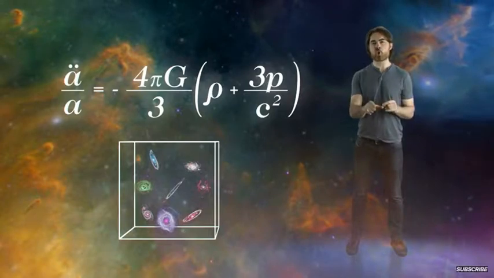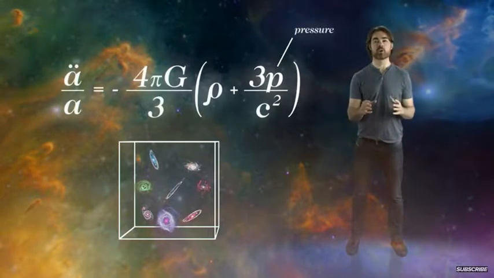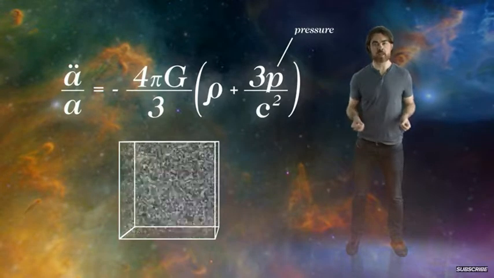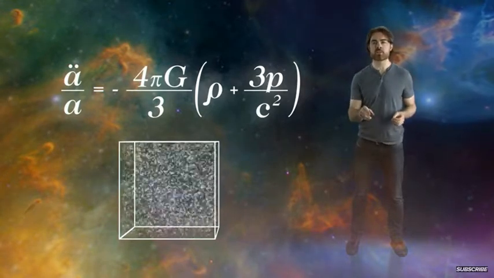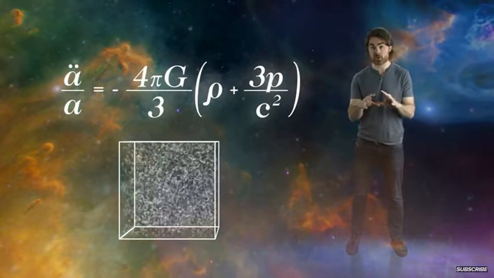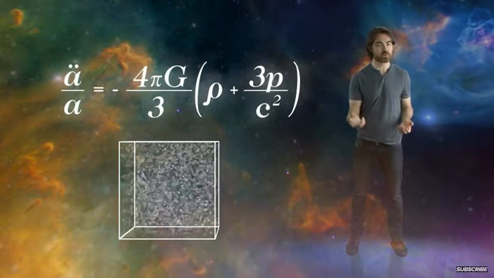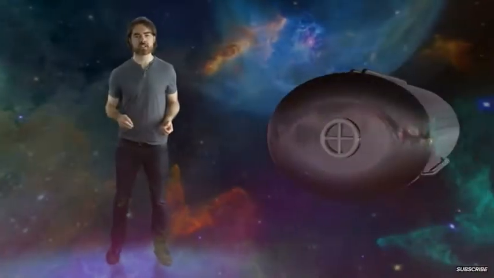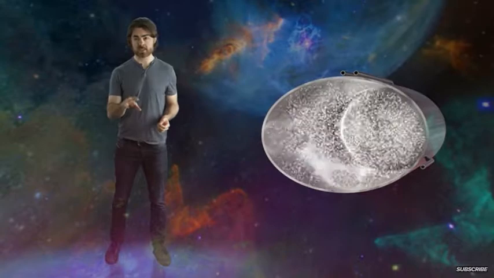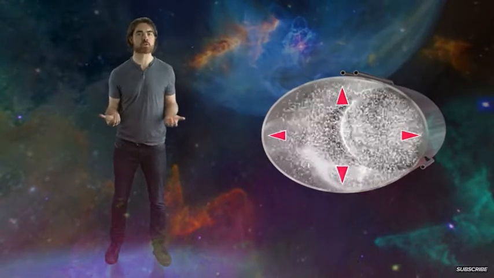Okay, so if rho is density, what's this P? That's the pressure due to fast-moving particles and radiation. In general relativity, energy/mass and pressure both curve space-time. The way pressure does this is pretty weird. Think about a pressurized tank. The internal gas pushes outwards as fast-moving particles collide with the walls.